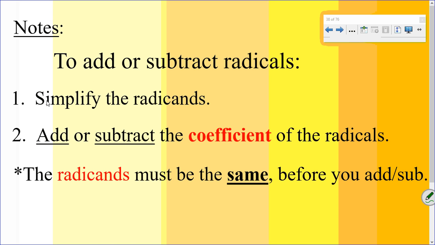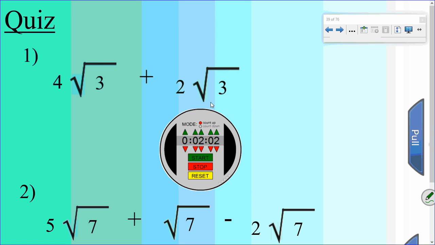So here are the steps to add or subtract radicals. Simplify the radicands. That's the number on the inside of the radical sign, and it says simplify. You might want to check out my video about how to simplify radicals. Add or subtract the coefficient. That's the number in front of the radical sign. And remember, the radicands must be the same before you can add or subtract. So let's look at an example. So here's a little quiz that you can quiz yourself. So good luck.